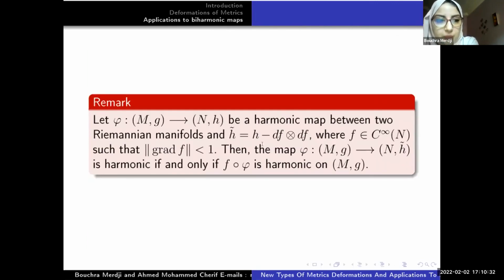We have as a remark: var phi, this map, is harmonic, and H tilde is equal to H minus df tensor product df. F is a smooth function, this time on N, such that the norm of the gradient of f is smaller than 1. Then the new map, defined from the manifold M equipped with G to N equipped with the metric H tilde, is harmonic if and only if f circle var phi is harmonic on the manifold M equipped with G.